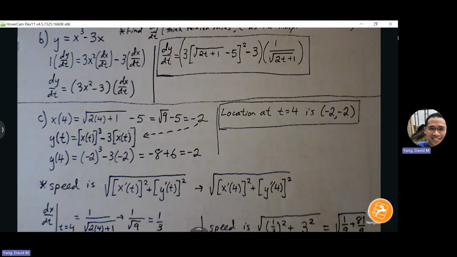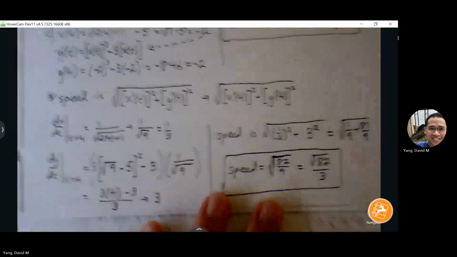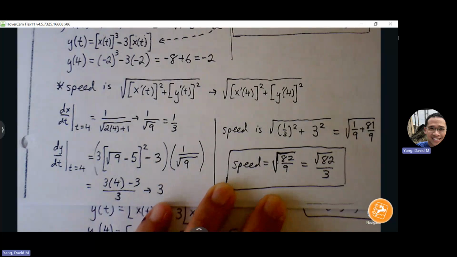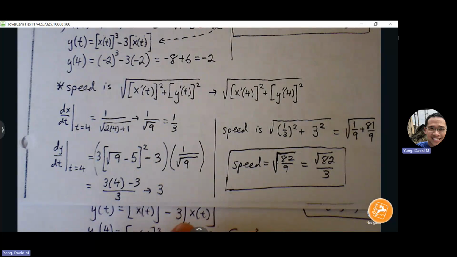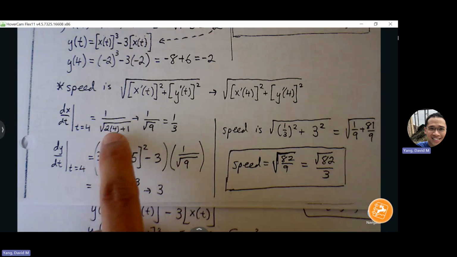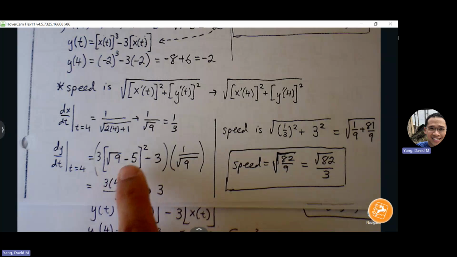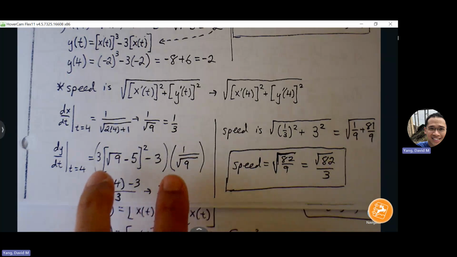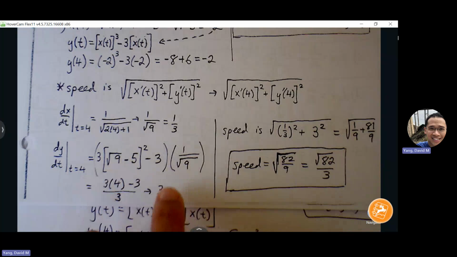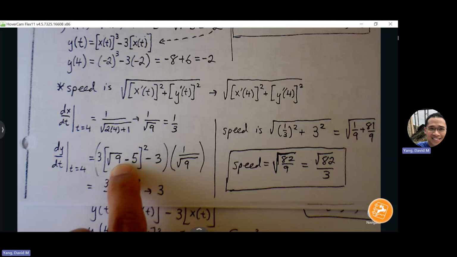It's a little messy, but we can do this without a calculator, I feel. As a reminder, this is non-calculator. So what that also means is that your answer can be unsimplified and they'll still give you full credit. So dx/dt, we have dx/dt at the beginning of the problem. Replace t with 4, we get 1/3. dy/dt, that mess that we built in part B, we can clean up all the way down to 3. So root 9 is 3. 3 minus 5 is negative 2. Negative 2 squared is 4. 4 minus 3 is 1.